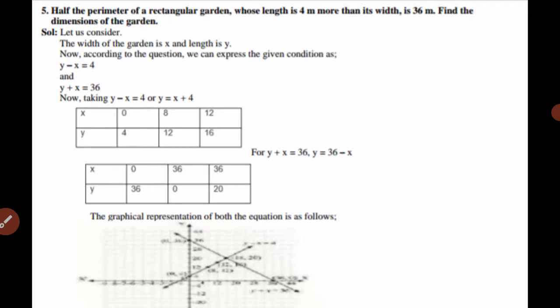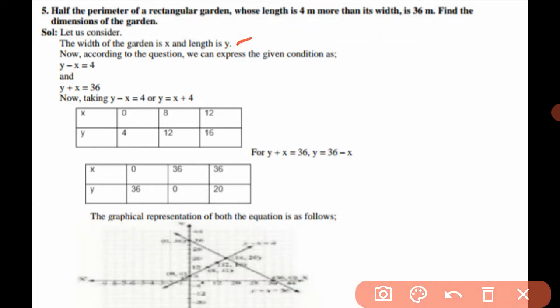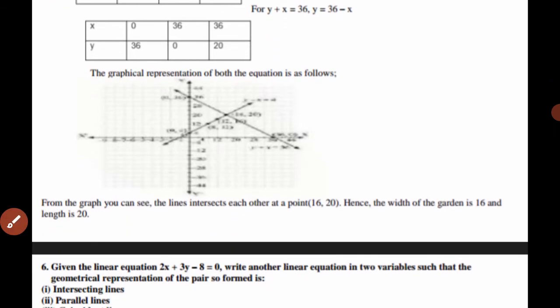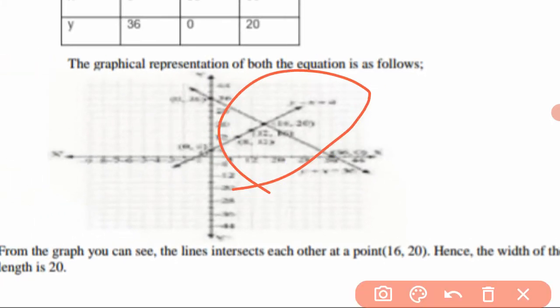So in this case we can take the width of the garden as x and the length as y. Now according to the question we can express the given condition as these two equations. First we can check this condition. So the equations are formed. Now when the equations are formed, we can make this table. With the help of this table we can represent it graphically, so it will be represented graphically like this.